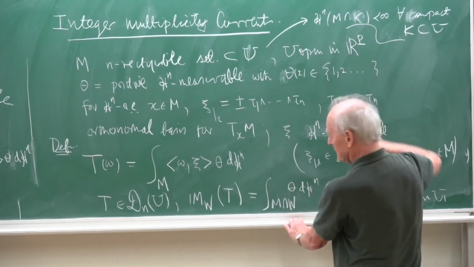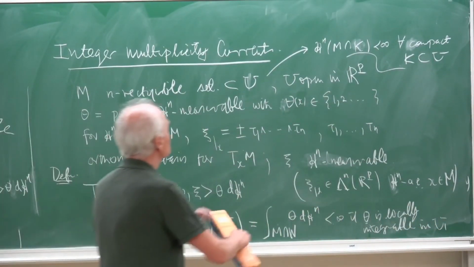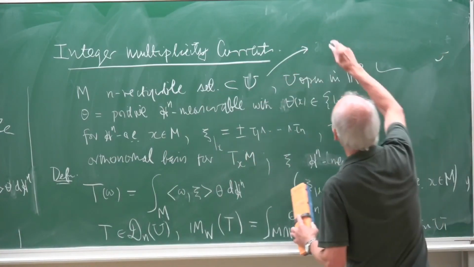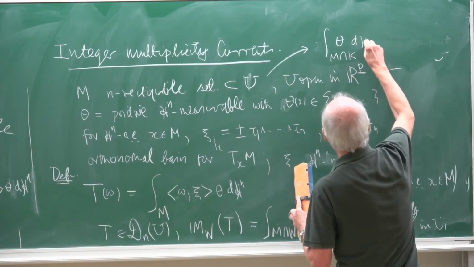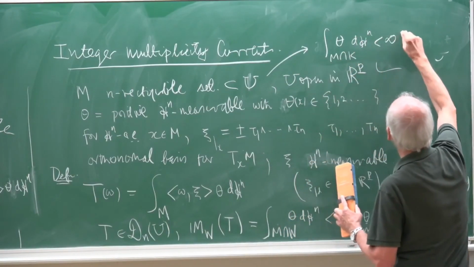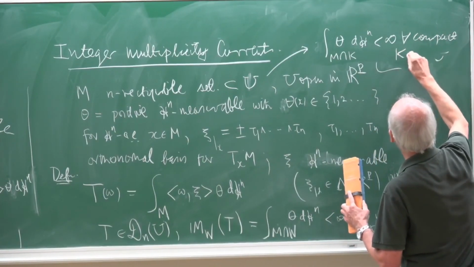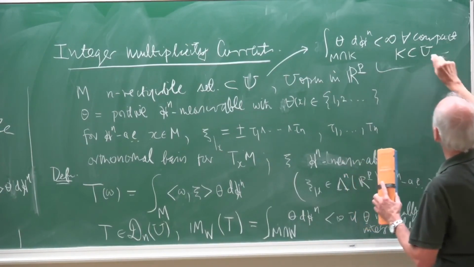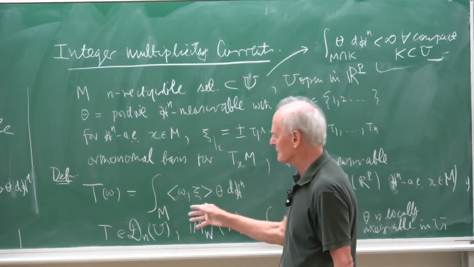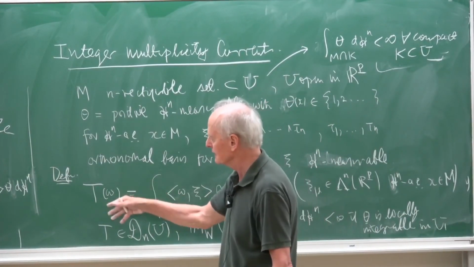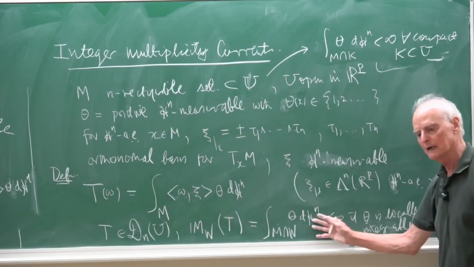So instead of saying this, I actually more correctly should have said the integral of theta over M intersect K dH^n is less than infinity for every compact K contained in U. That's the correct formulation. Then indeed this is a current. Then it's clearly a continuous linear functional on the smooth n-forms with compact support as long as you have this finiteness property.